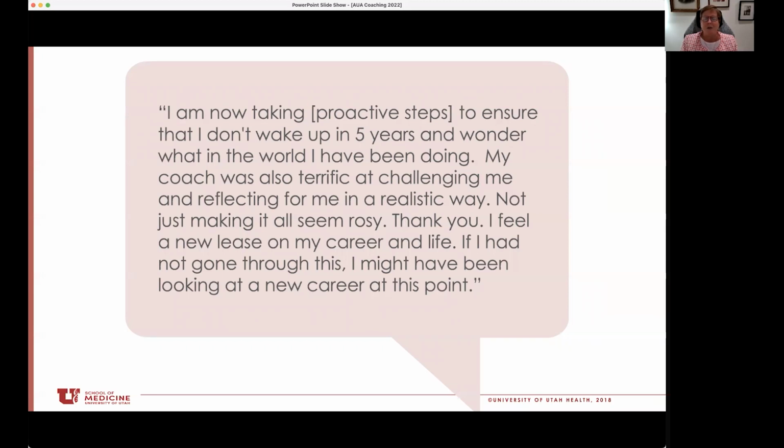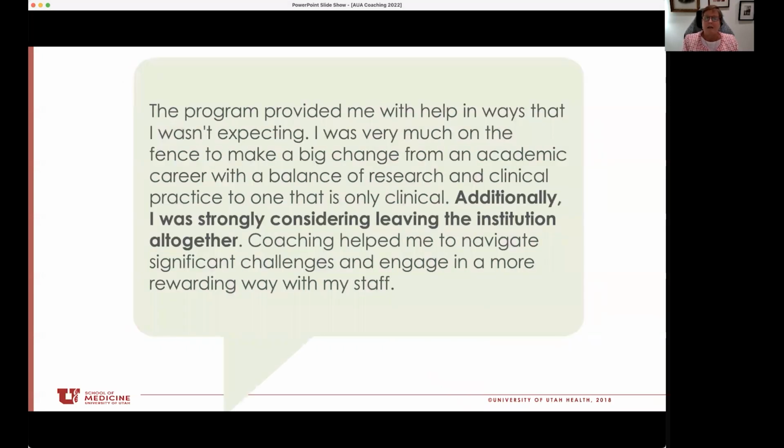I feel a new lease on my career and life. If I had not gone through this, I might have been looking at a new career at this point. And the program provided me with help in ways that I wasn't expecting. I was very much on the fence to make a big change from an academic career with a balance of research and clinical practice to one that is only clinical. Additionally, I was strongly considering leaving the institution altogether. Coaching helped me to navigate significant challenges and engage in a more rewarding way with my staff.